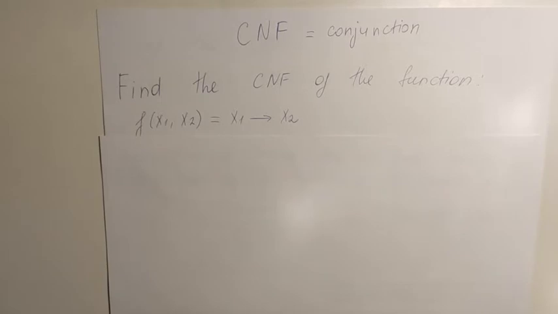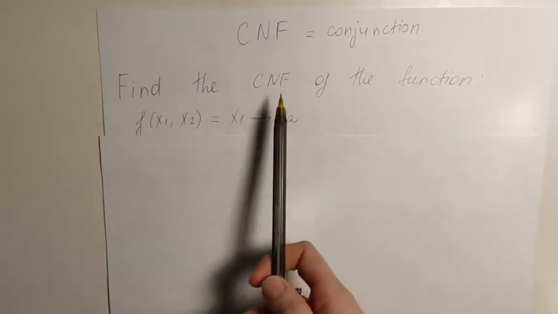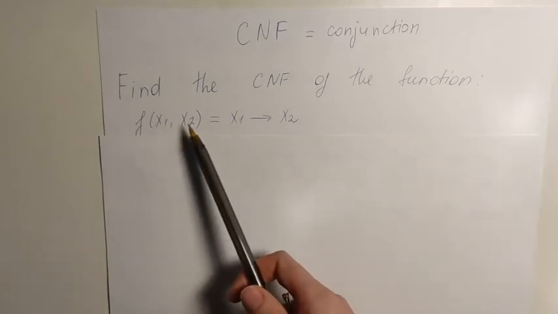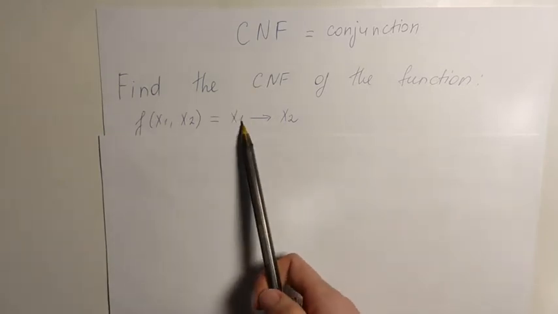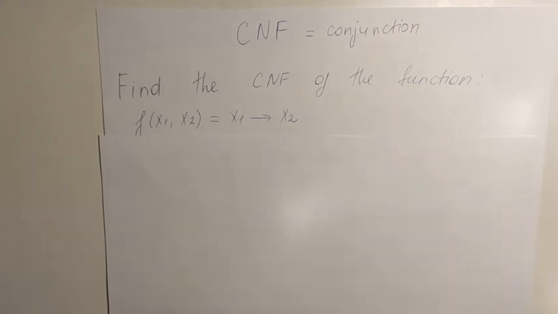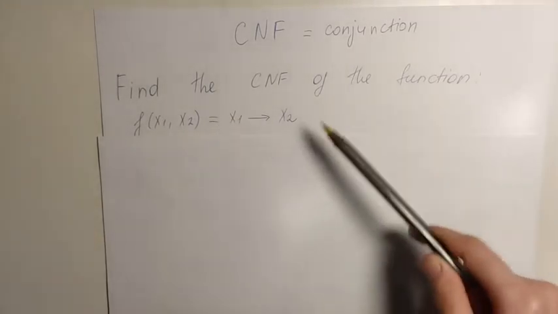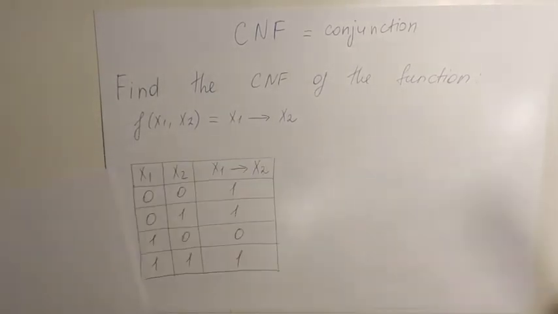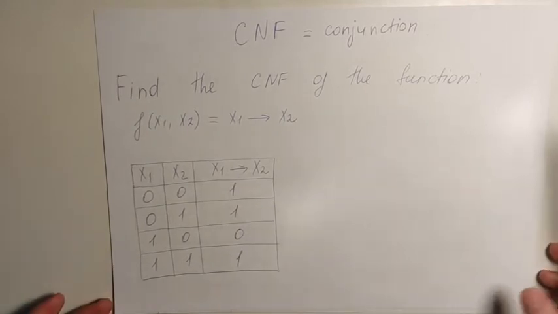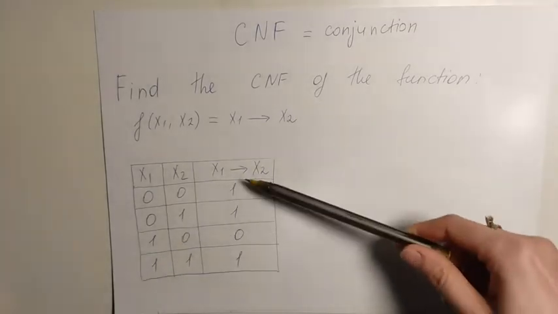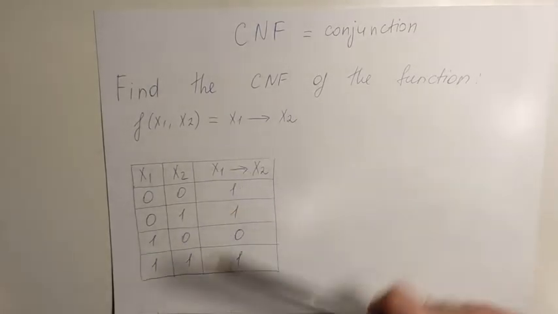Okay, let's start. First, find the CNF of the function. The function is f(x1, x2) equal to x1 implication x2. What we need to do, firstly, is construct the truth table of the given function. The truth table is this: x1, x2 and the implication function. What is the result, the truth table of the implication function?